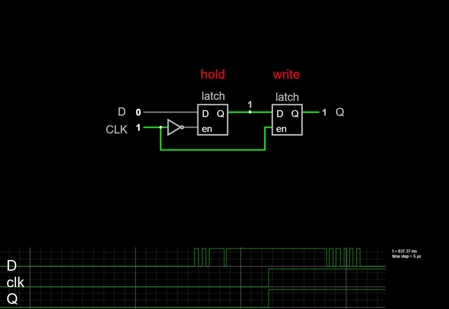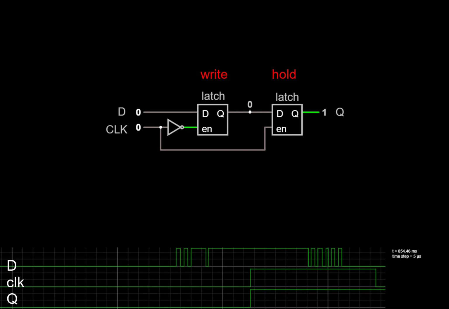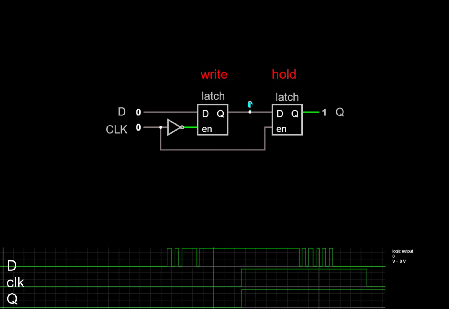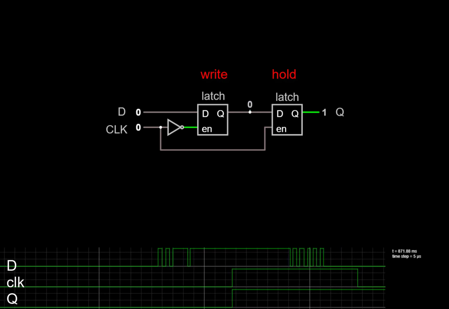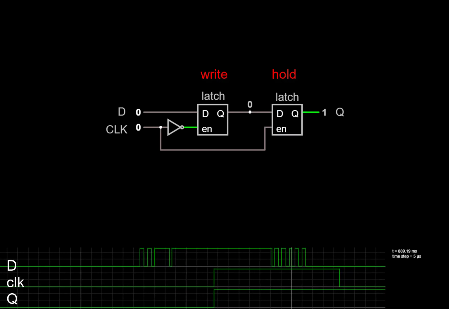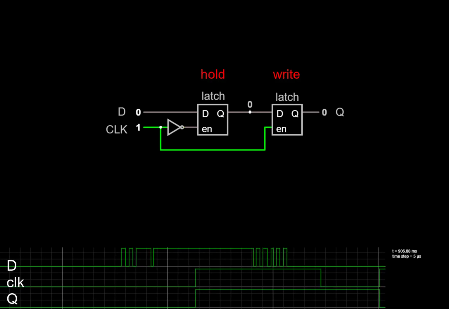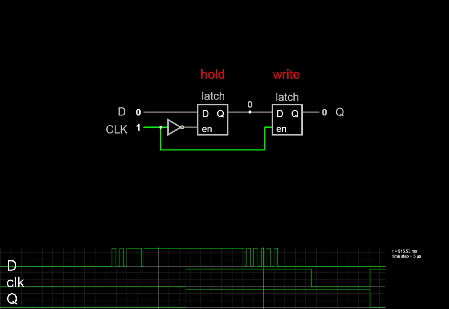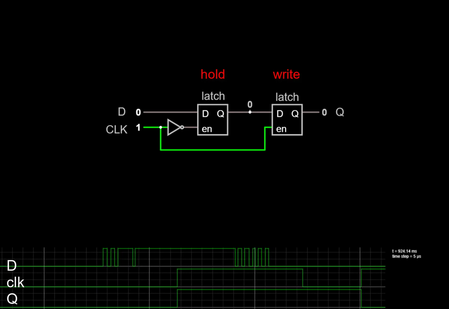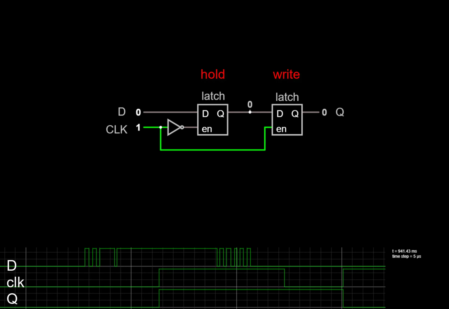Now when we take the clock low again, we see that the value at the midpoint changes, but the second latch was in hold mode so its output doesn't. And on the next rising edge of the clock, the value from the midpoint gets transferred to the output since the second latch goes into write mode, but the first latch goes into hold mode.